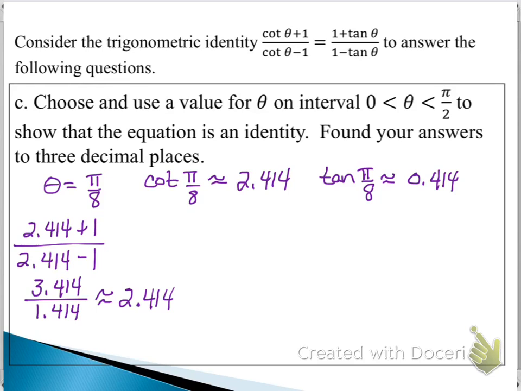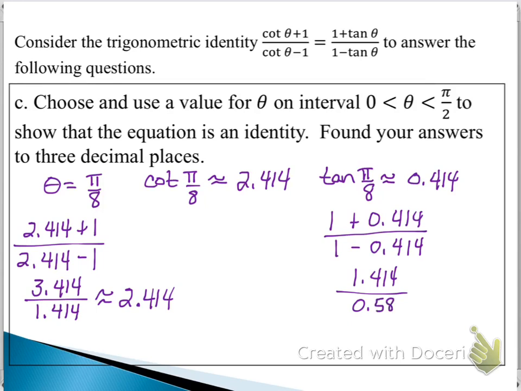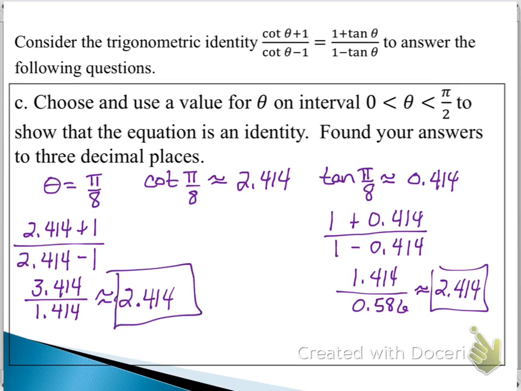Now, on the right-hand side, we would have 1 plus tangent pi over 8, which is 0.414, over 1 minus, I was getting ready to write the tangent, and I don't want to do that. I want to use the actual value, which is 0.414. So if we continue to simplify this, this would be 1.414 over 1 minus 0.414, which is 0.586, which in turn, if you put it into the calculator, is going to be 2.414, which does indeed verify the identity, that they are equal to each other.